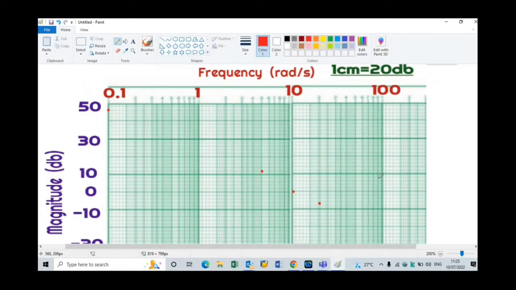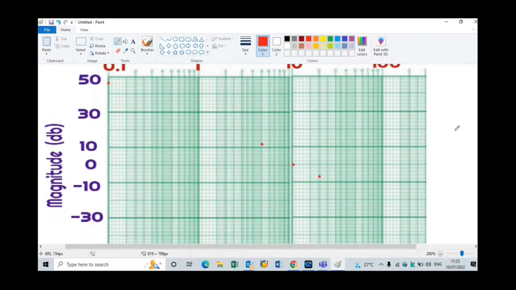Then we will move for next, that is 100 corner frequency. So for this 100 corner frequency, minus 33.97. So I will select here approximately minus 34. That is, we have to take 2 millimeter below minus 30. So this point is also getting selected.